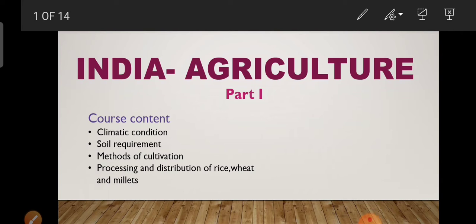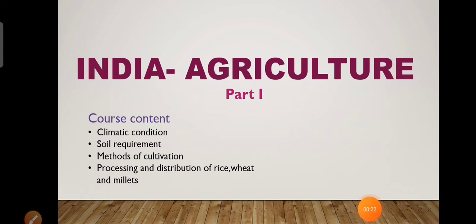Today we'll learn about the chapter Indian Agriculture. In this chapter, we will learn about the topics of climatic condition, soil requirement, method of cultivation, processing and distribution of rice, wheat, and millet.